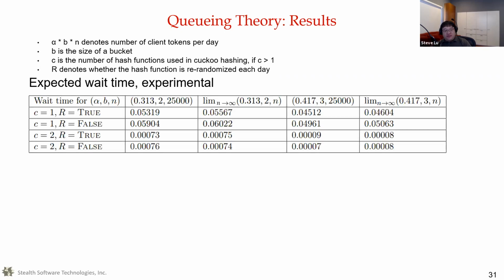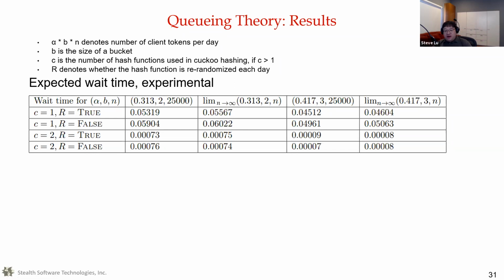We actually tried this out experimentally, for one hash function, for two hash functions, and for different parameters. For example, using a bucket size of 2, 25,000 for the token rate, and also the fill rate. You see that the actual wait time is reasonably small with 1, and with 2 we can really drive that down. This holds both for a concrete number, and also as we did experiments with larger and larger n, it steadied out to roughly the same wait time.